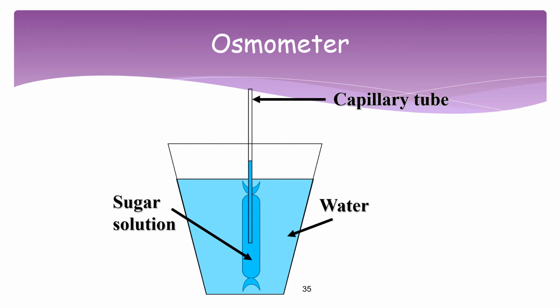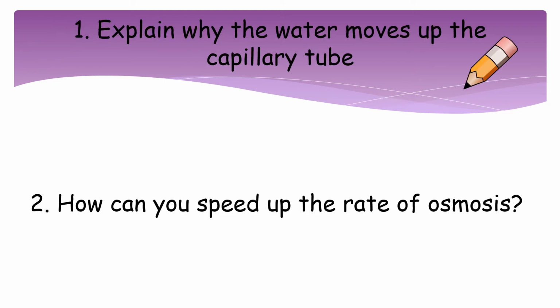So there are certain ways we could speed up how fast osmosis occurs, and that would be either to increase the concentration gradient or to increase the temperature. So there are 2 questions for you. Explain why the water moves up the capillary tube and how you can speed up the rate of osmosis. We already kind of went over that, so you can pause the video and try to answer these questions yourself.